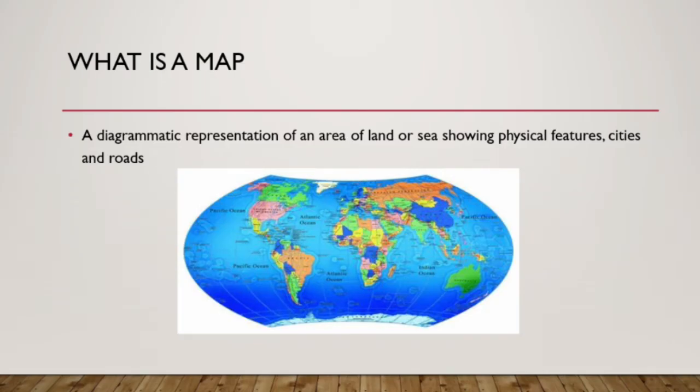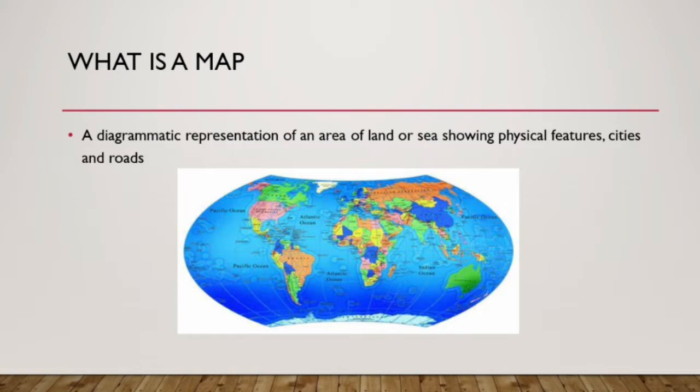Now we are going to discuss a map. What is a map? A map is a diagrammatic presentation of an area of land or sea showing physical features, cities and roads. So there is an image here you can observe, and you can tell what you have observed. This is an example of a map, and here in the image you can see the map. There are some countries, and also there are some oceans, like the Atlantic Ocean, the Pacific, and the Indian Ocean. All these things are found in a map.